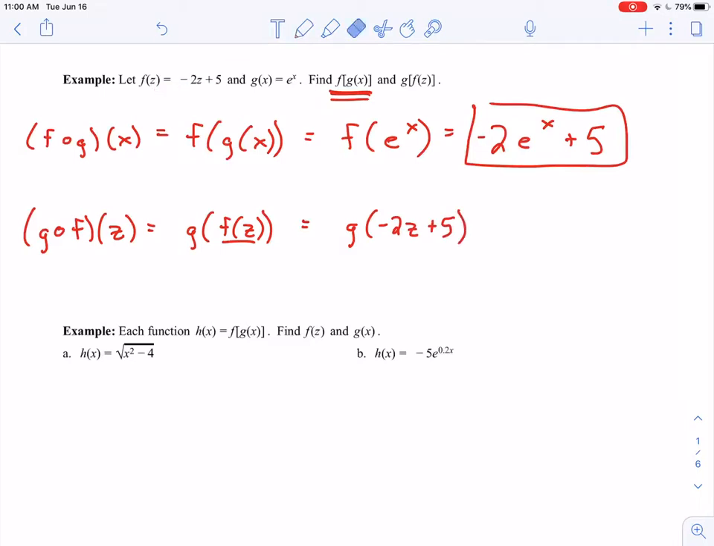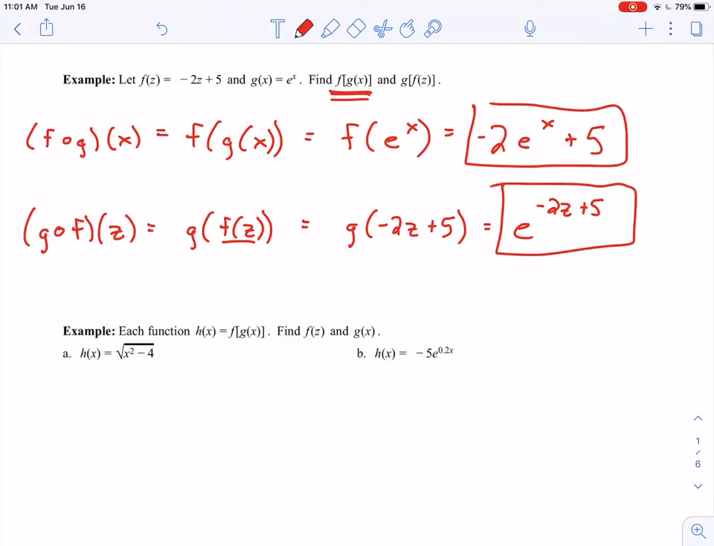So what does this statement say? This says I'm going to take -2z plus 5, and I'm going to plug that in for my variable for g of x, which is just e to the x. So that should look like, instead of e to the x, e to the -2z plus 5 power. And if we could simplify that, we would want to do that, but this one doesn't really simplify. That's as good of a place to stop as any.